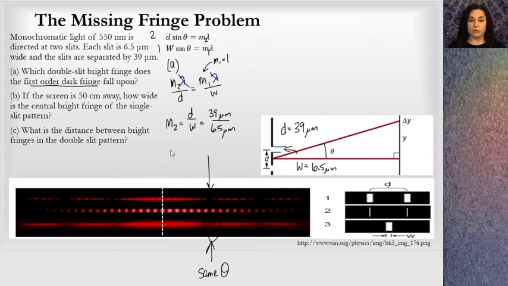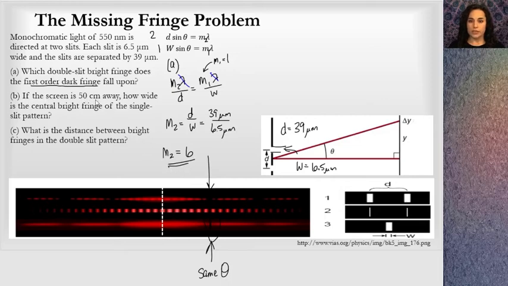And when I divide those two, I will see that m2, the order number of the 2 slit interference, is going to be 6. I expect an integer value if they're lining up exactly. So the first order single slit diffraction dark fringe is lining up on the 6th double slit interference bright fringe. That's a lot to keep track of, but that's what's going on here. So that's our answer for part A.